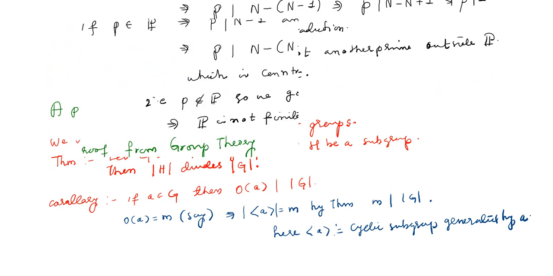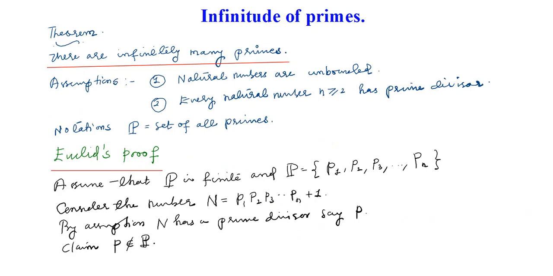I assume the contrary. Suppose p belongs to that finite set. Then p divides N minus 1. What is N minus 1? N minus 1 is nothing but the product of the n primes, because N is the product of the n primes plus 1. If you take minus 1, you get the product p1 p2 p3 up to pn, and you assumed p is one of them. So definitely p divides N minus 1.